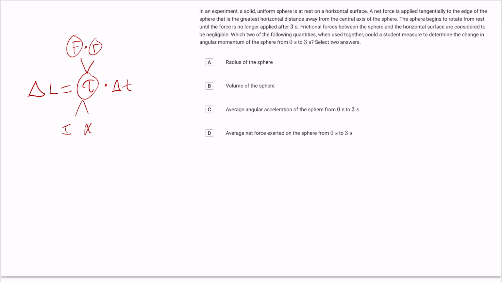Let me see. Average net force exerted on the sphere, yeah, D would do it for us as long as we also had the radius. That's all we need here.